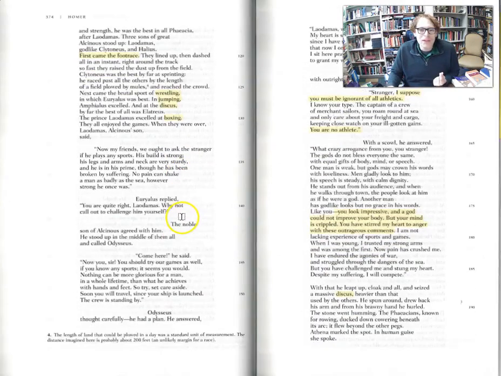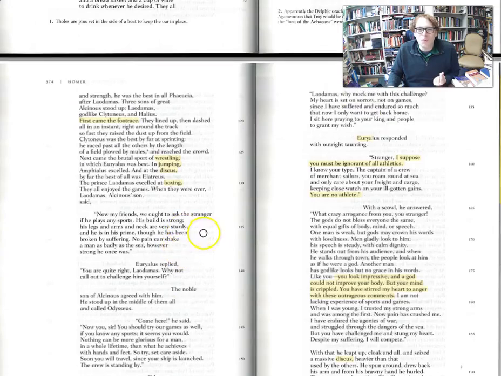All right. Then one of these young noblemen, Euryalus, taunts Odysseus a little bit at this point. He says, why aren't you playing in these games? And remember, Athena made him really look strong and powerful. So he says, you look like an athlete, why would you not like to join us, right? But in a kind of taunting way. I suppose you must be ignorant of all athletics. You are no athlete, Euryalus says to Odysseus as he watches the games. And this is offensive to Odysseus.